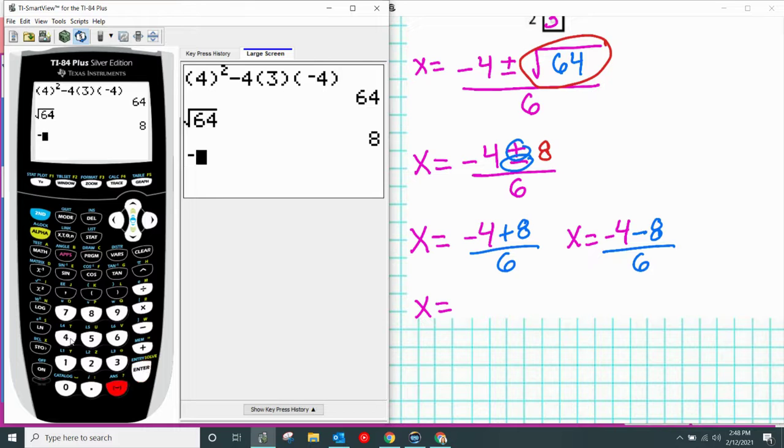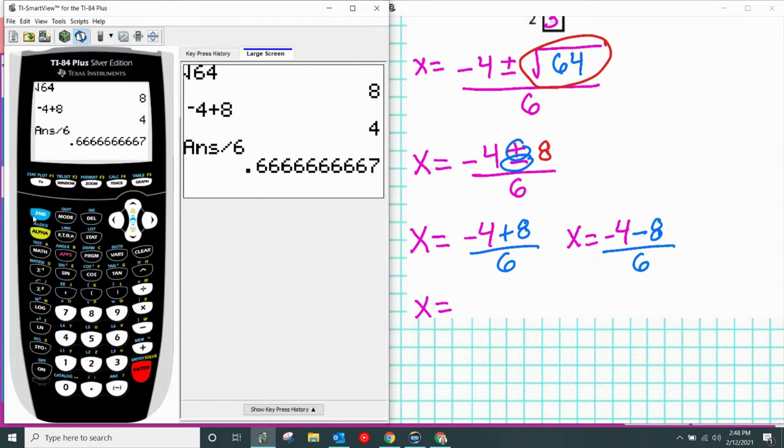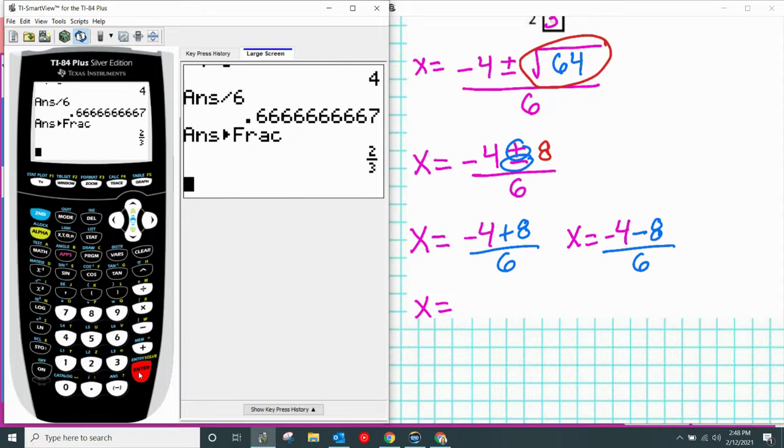You could do this in the calculator. Negative 4 plus 8. Just do the top first. 4 divided by 6. Oh, it's a decimal, so now I'm going to write it in math mode. Enter, enter. Oh, it's 2/3. That simplifies to 2/3. There's one answer.